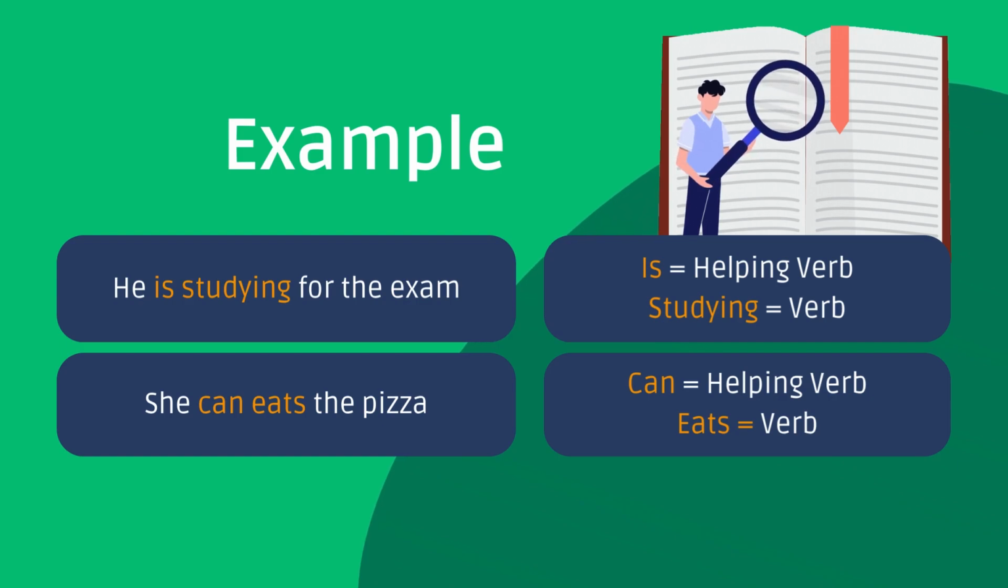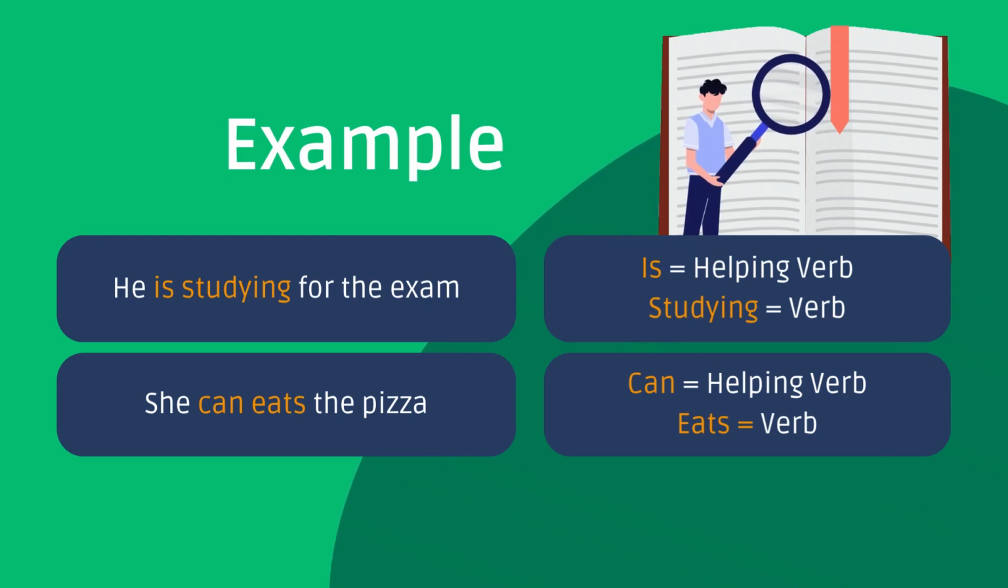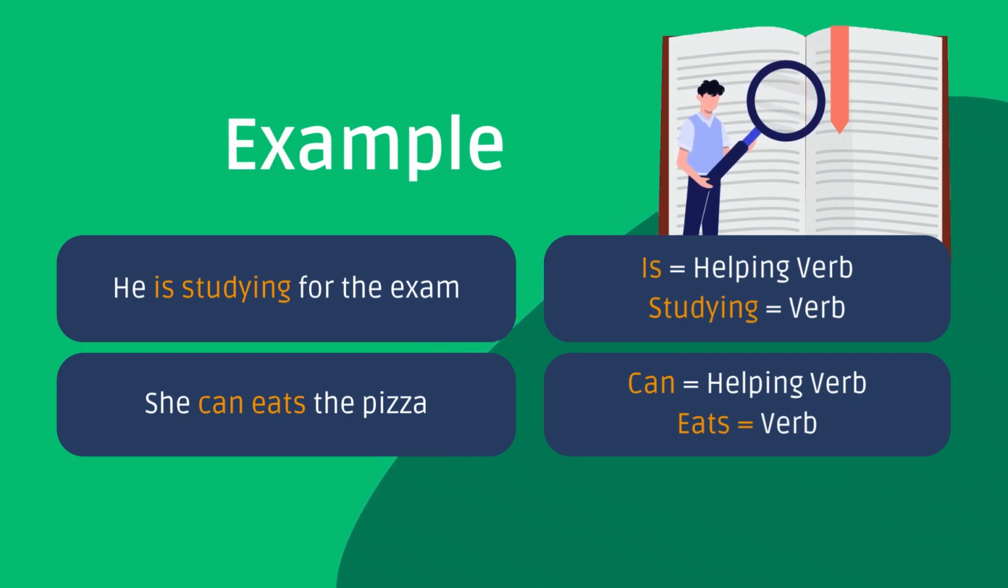As an example, we have: he is studying for the exam. We have is studying. Is is a helping verb or linking verb, and studying is the main verb of the sentence, and together they are a verb phrase. The next example is: she can eat the pizza. Can is a helping verb or modal verb, and eat is the main verb. Together they are a verb phrase.